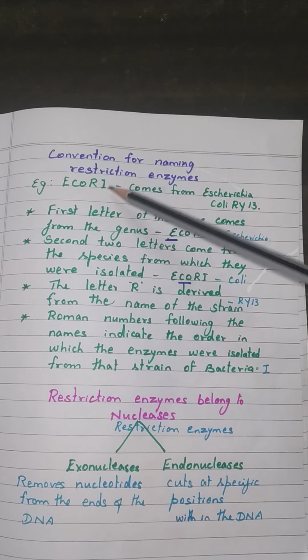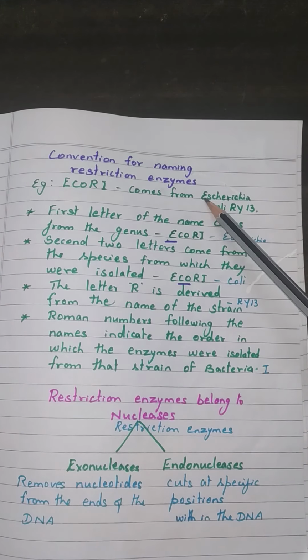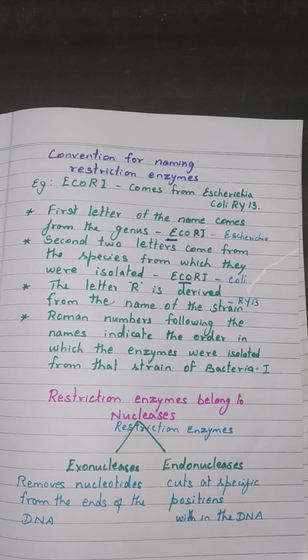And how is it named? The first letter comes from the genus name. Then the next two letters are taken from the species, coli. Then the next letter comes from the first letter of the strain, RY13. And then the Roman numeral is the order in which the enzymes were isolated from that strain of bacteria. In this way, the enzymes are named.